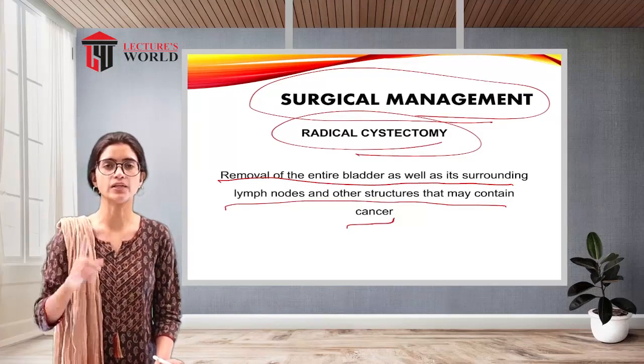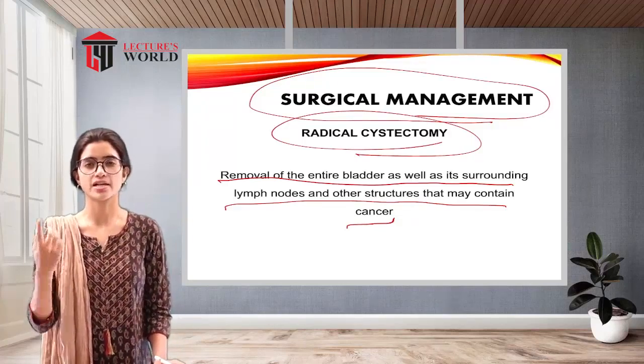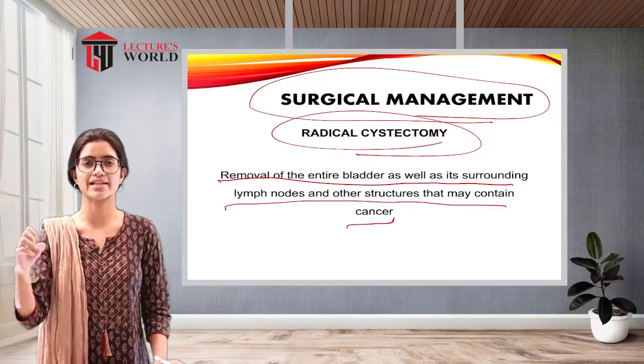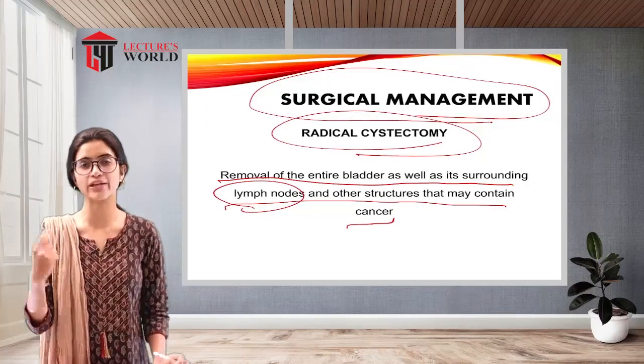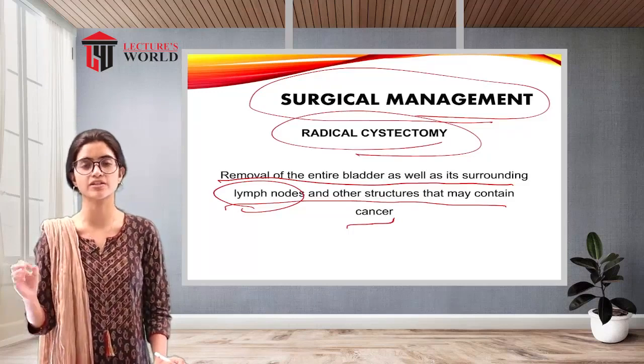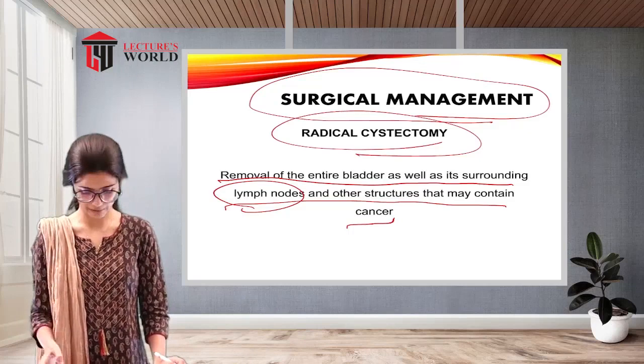Now we are not only removing the urinary bladder but also the surrounding structures. The surrounding structures that seem to be having the cancerous growth, such as the lymph nodes and also any of the other surrounding region of the bladder which is having the cancerous growth, are being removed in the radical cystectomy.